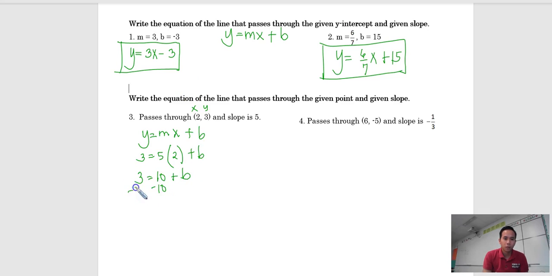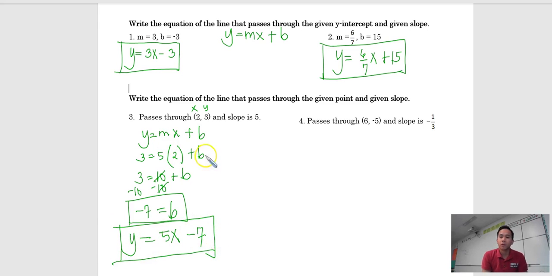Subtract 10 from both sides. This will be cancelled, therefore b is equal to -7. So if we're going to write the equation now, y is equal to, your m is 5, and then put x there, then -7. This is now the equation of the line: y is equal to 5x minus 7. A next number, for example, we have x is 6 and y is -5, and the slope is -1/3.